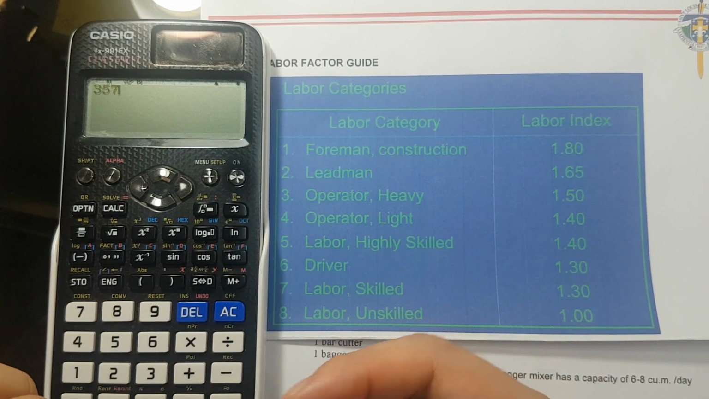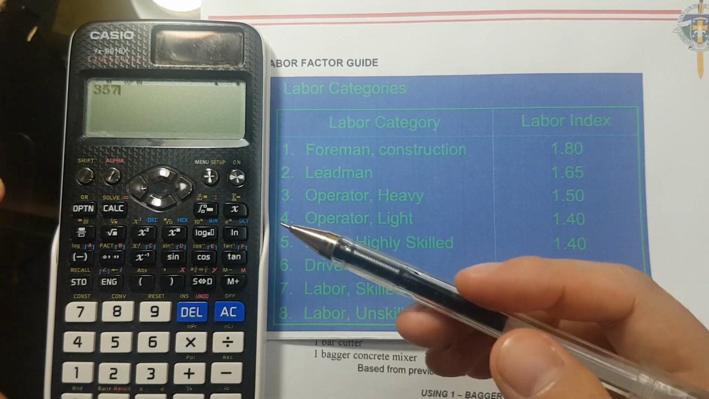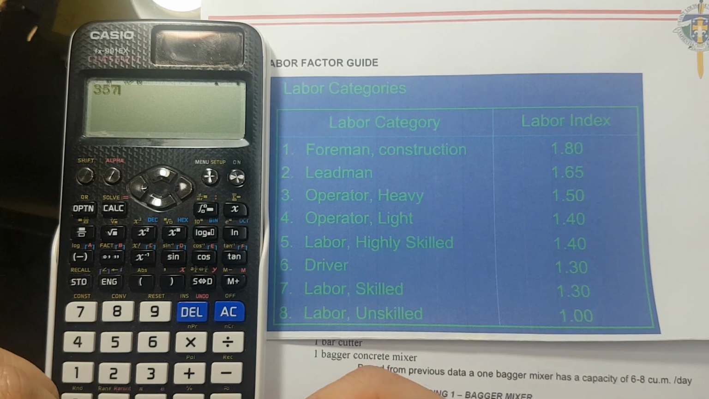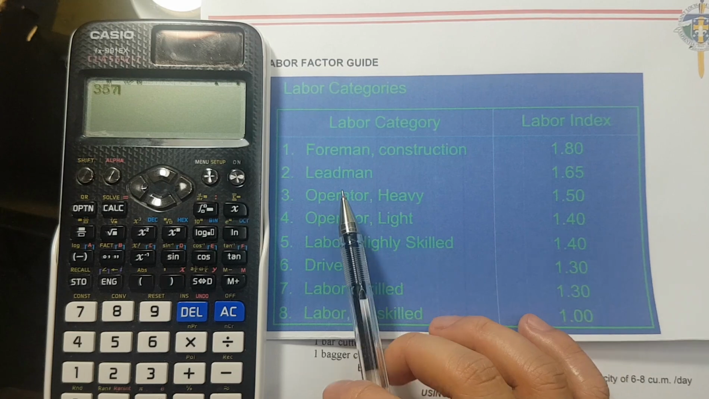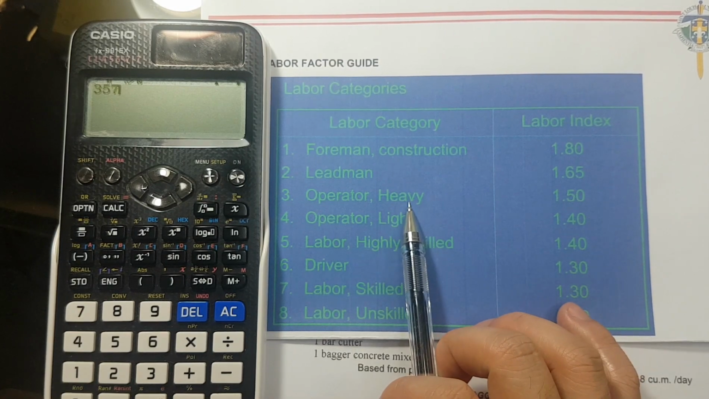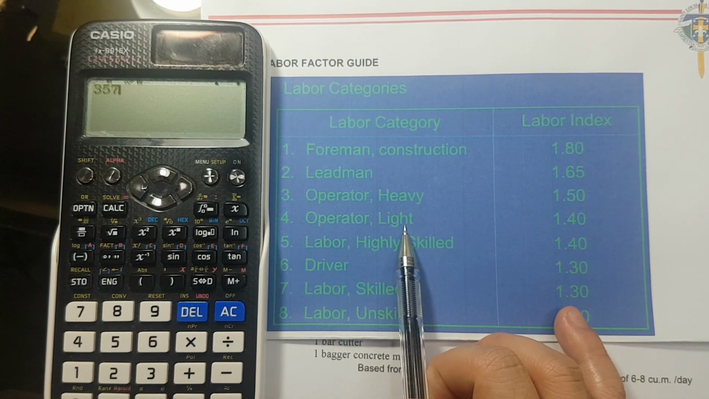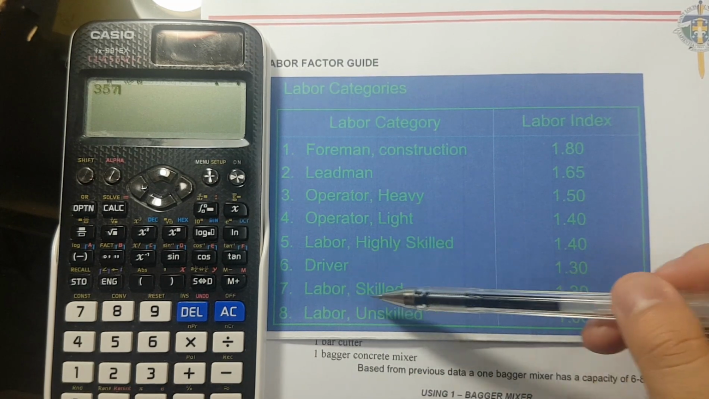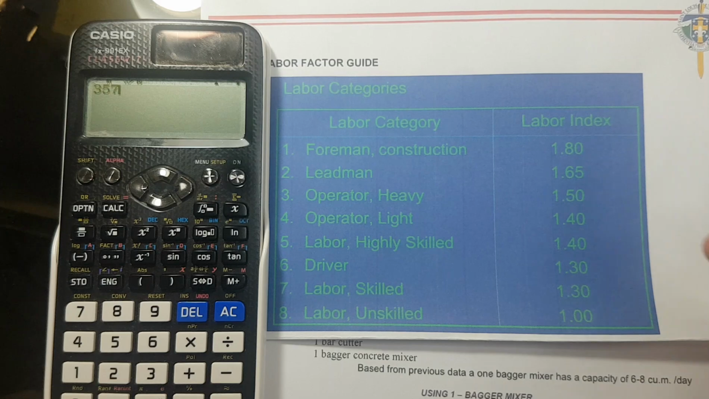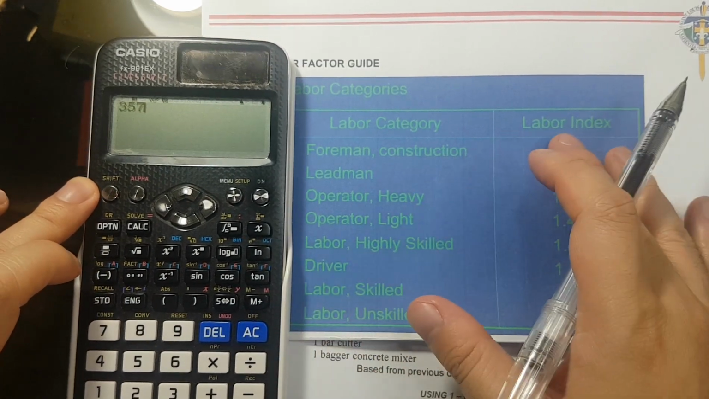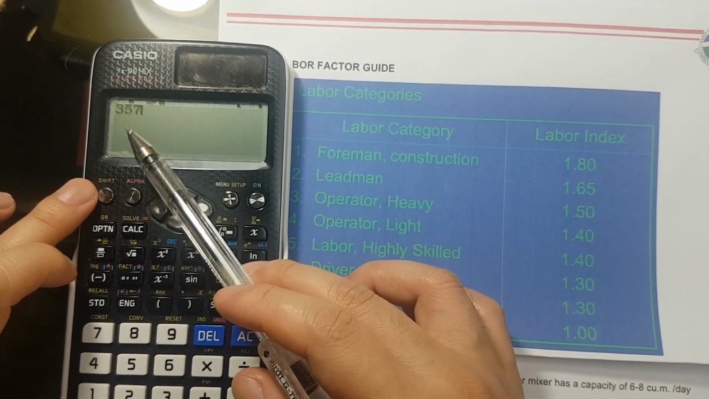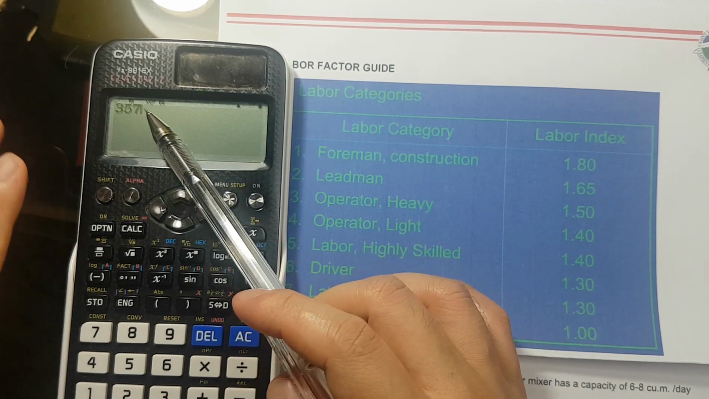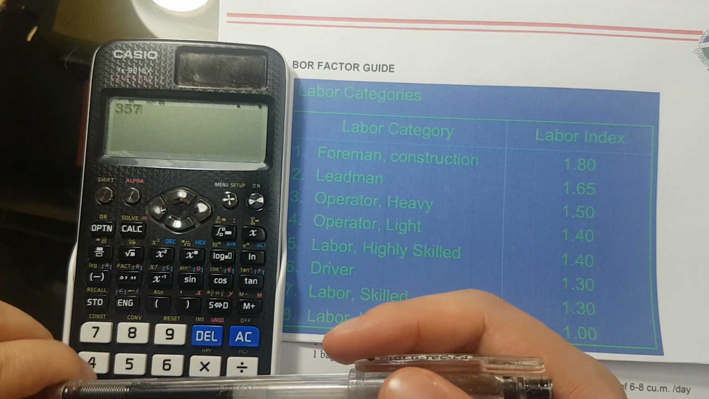Okay? Now, ano yung magiging idea mo para magiging pasahod for the foreman, the lead man, the operator for heavy, operator for light heavy equipment, labor mo, which is highly skilled. Okay? So, labor na skilled lang, labor na unskilled. Okay? So, we are going to base it from our minimum wage. So let's say the minimum wage is 357 pesos.